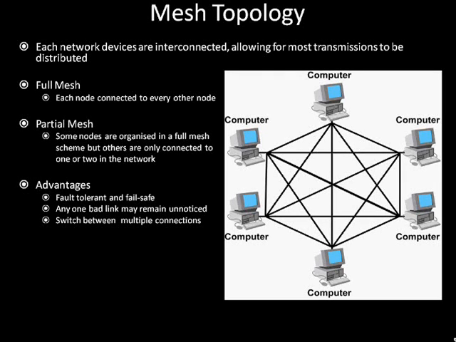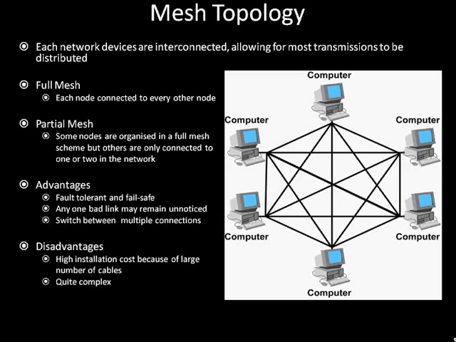The principal disadvantage of the mesh topology. Total installation costs can be very high because of the large number of cables. A mesh topology can quickly become quite complex as wiring and connections increase exponentially.